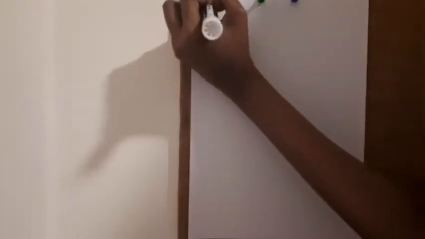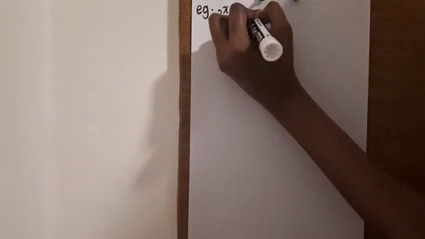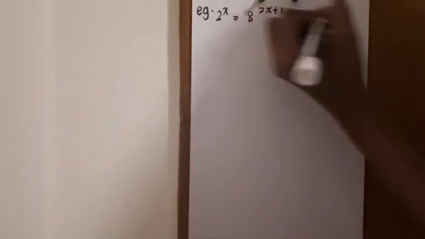Currently, we are looking at Chapter 5 Indices and Logarithm of Form 4 Additional Mathematics. In my previous video, I talked about what indices are and what the laws of indices are. We saw three main laws of indices, and now we are going to look at another type of solving questions for indices. So let's see one example where 2^x is going to be 8^(2x+1).